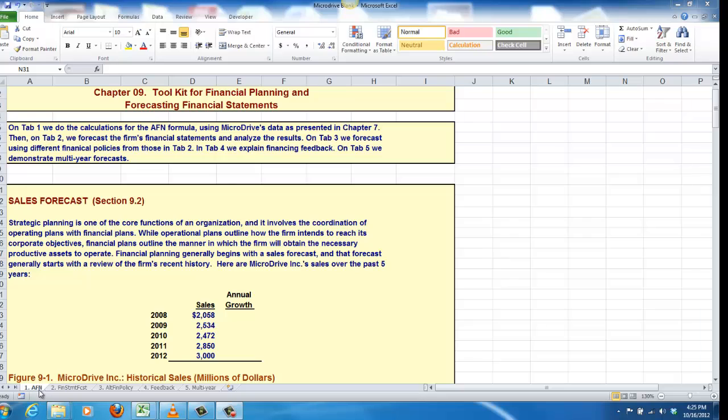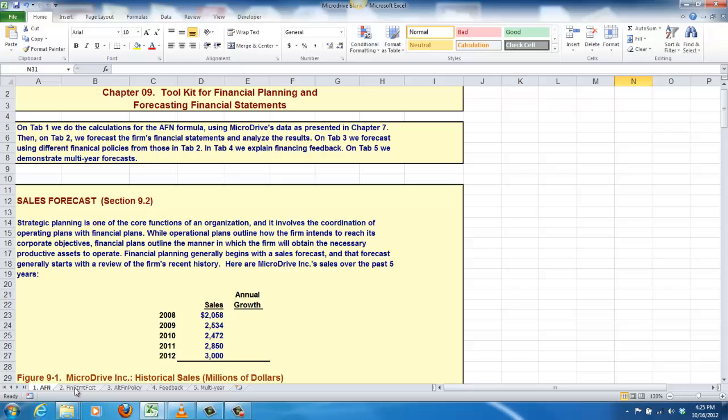The first one, AFN, stands for Additional Funds Needed, and in this video I'm going to show you how to calculate growth rates and sales using 3 different methods. The next sheet has to do with financial statement forecast. So we'll use the sales growth that we calculated on this sheet and the additional funds needed to forecast our financial statements for Microdrive for the next year.